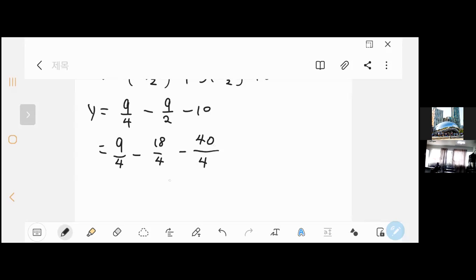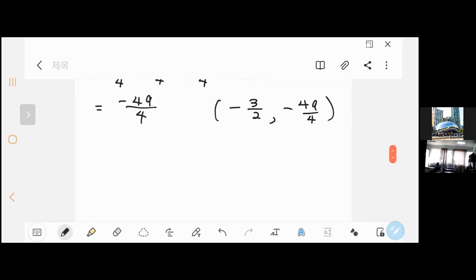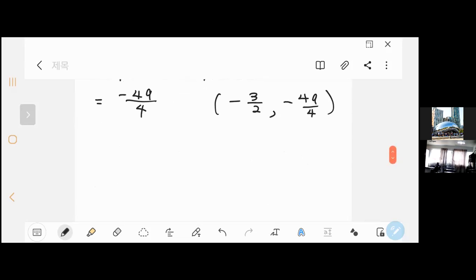Because that is 10. Now we want to calculate the numerator part. So 9 minus 18 is minus 9, and minus 9 minus 40 is minus 49. The denominator stays the same. So I know my vertex is this. Keep it in fraction form because it's easier when you take the square root. If you change it into decimal, that's okay, but it's going to make things more complicated.